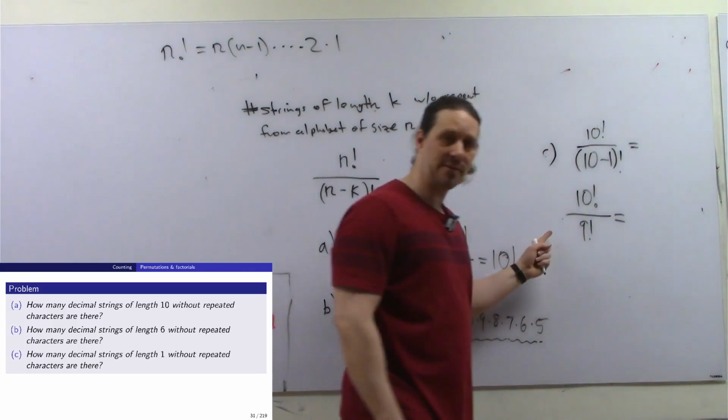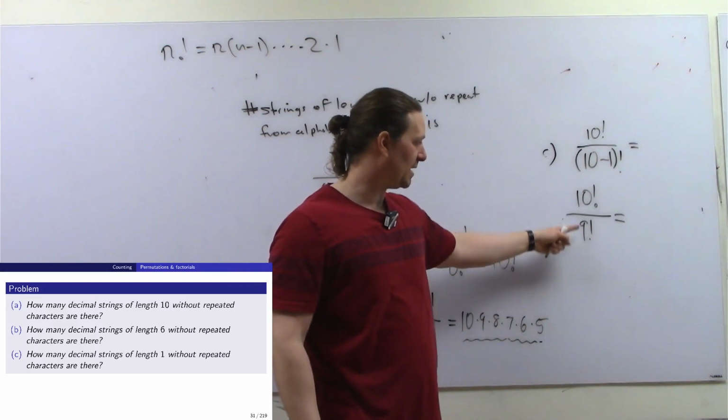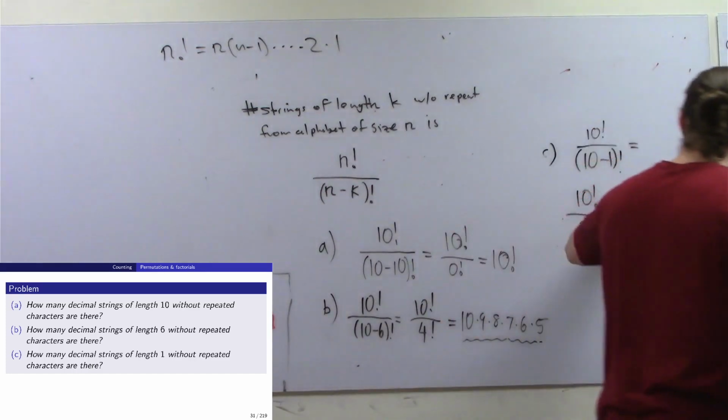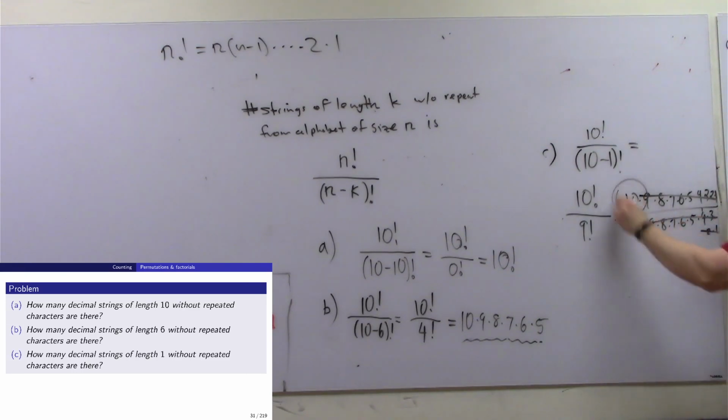Well, there's going to be an awful lot of cancellation here. The 9 in this cancels with the 9 in this, the 8 in this cancels with the 8 in this. Let me just write it one more time. 10, 9, 8, 7, 6, 5, 4, 3, 2, oh no. 9, 8, 7, 6, 5, 4, 3, 2, 1. Yeah, this all cancels. And I'm just left with the 10 there.